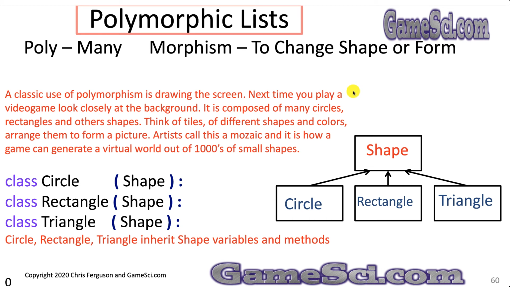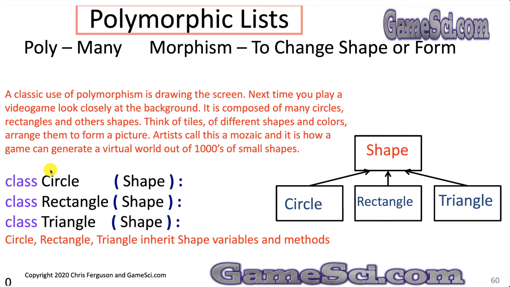is drawing the screen. Next time you play a video game, look closely at the background. It's composed of many circles, rectangles, and other shapes. Think of tiles of different shapes and colors. Arrange them to form a picture. An artist would call that a mosaic, and it is how games generate a virtual world out of thousands of shapes. When you walk into a room in a video game, you're not looking at a rendering of a room. You're looking at hundreds, if not thousands, of tiny little shapes. And when the artist has arranged them, the room appears.